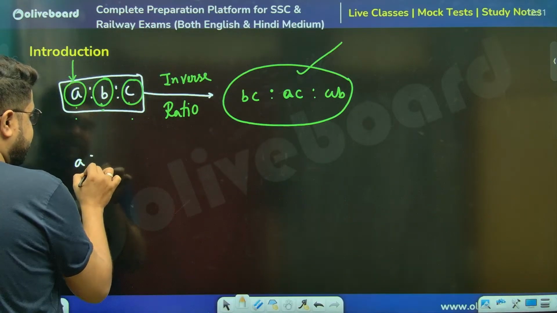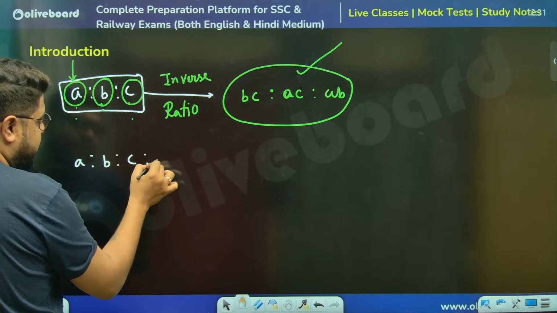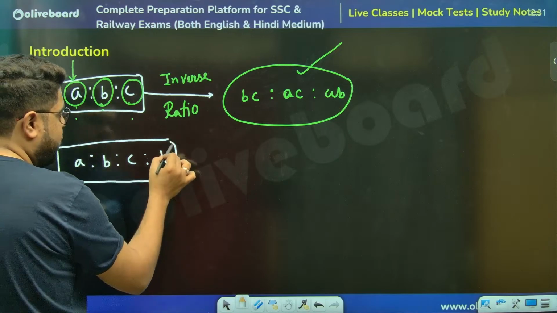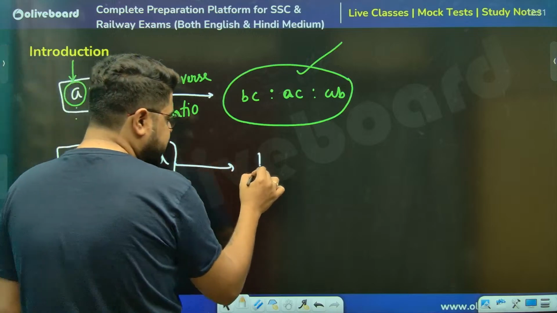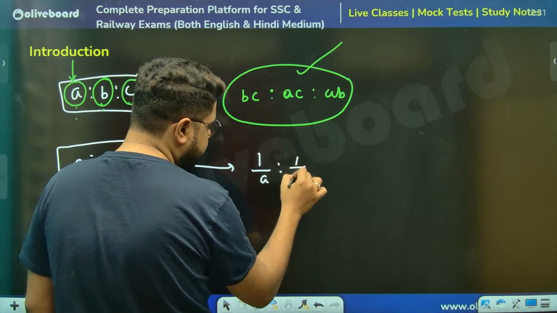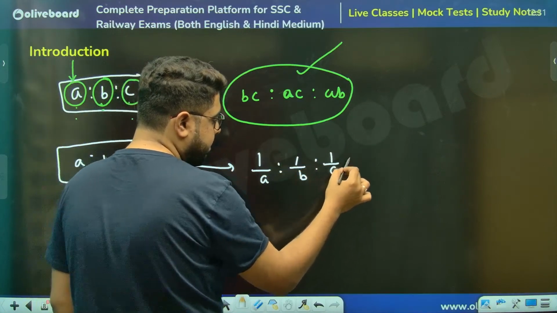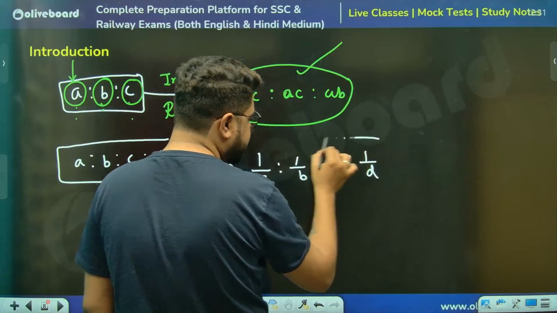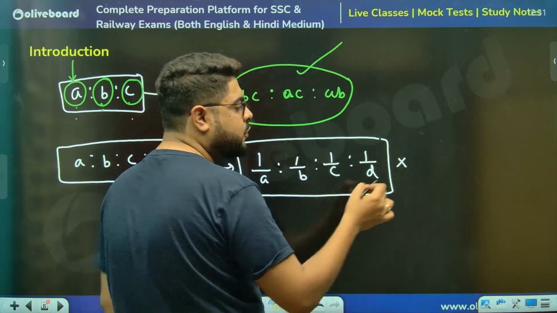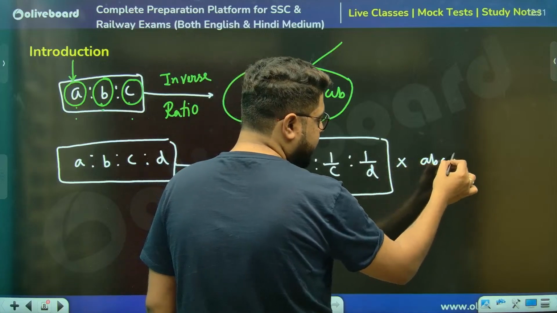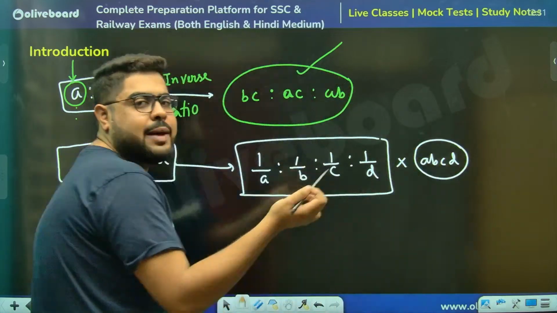Sir, Sagar is saying, what about 4? If there are 4, then what will I need, sir? You tell me. Let's go step by step. This is the inverse ratio, sir. The LCM of the denominators will be the multiplication of 4, that means A, B, C, D. Now, if I multiply, what will happen, sir?